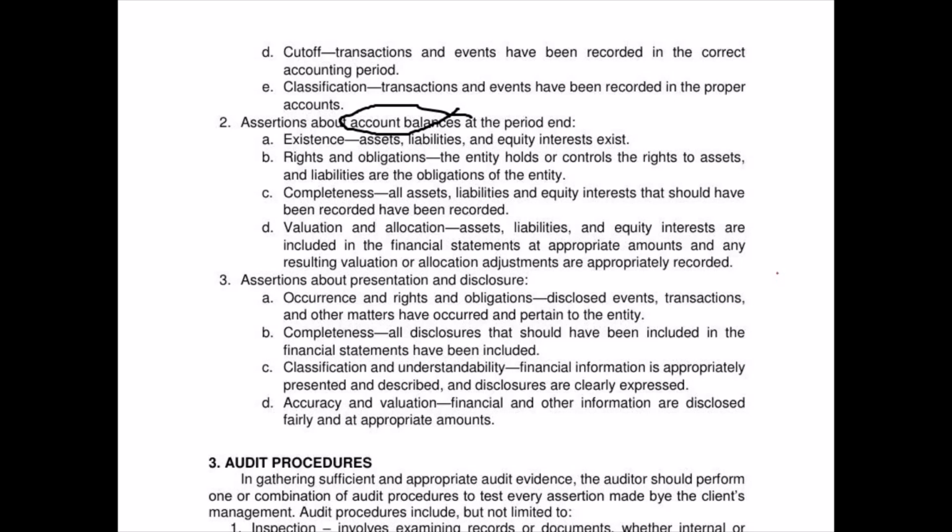Ikaduha, rights and obligations. The entity holds or controls the rights to assets, and liabilities are obligations of the entity. Ang example ani would be sa inventory. Kintahay si client or si company kay naa siya'y gi-consign nga inventory sa iyahang friend. Karon, kinsa bay naay right sa asset, si friend or si company? Of course, ang tag-iya sa inventory kay si company, kay siya man ang consignor. So, ang naay right na mag-record sa inventory kay si company.